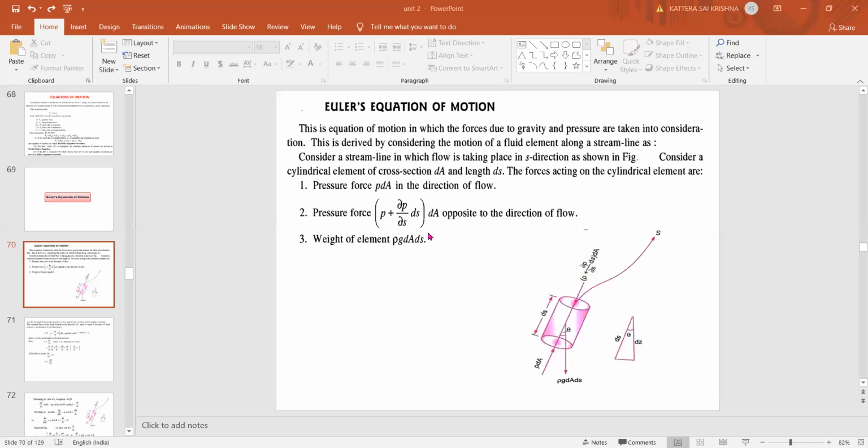Okay. Because this is very important. They'll ask this derivation in the exam also. Because for Bernoulli's equation, we need this Euler's equation. If you are able to derive this, then only you will get your Bernoulli's equation. Because Bernoulli's equation is a very important topic. So definitely you need to know this to solve that.